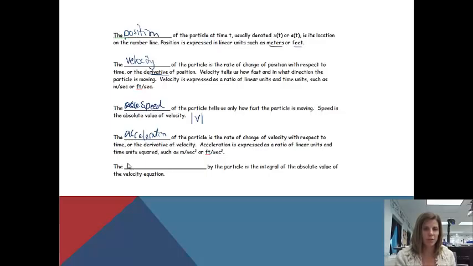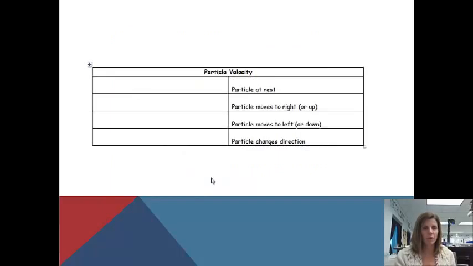This is new next. Now the distance traveled by the particle is going to be the integral of the absolute value of the velocity equation. So it's going to be the integral of the absolute value of the velocity. So that's what we will use, and we'll have a number that goes here and a number that goes here. So let's try some problems.